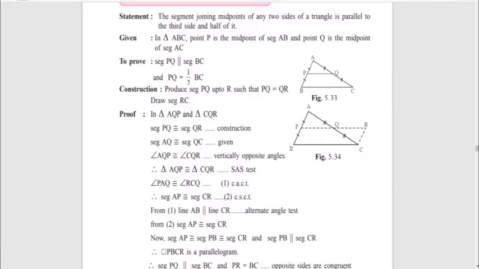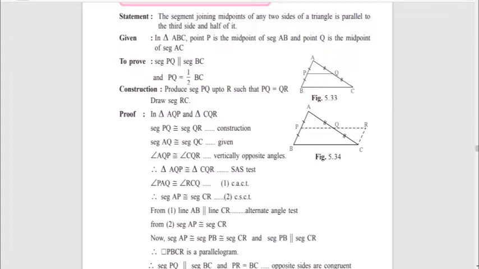For this we have to make a construction. You have to produce segment PQ up to R such that PQ is equal to QR. Look at figure 5.34. Produce segment PQ up to R such that PQ is equal to QR. Now draw segment RC. Now coming to the proof.